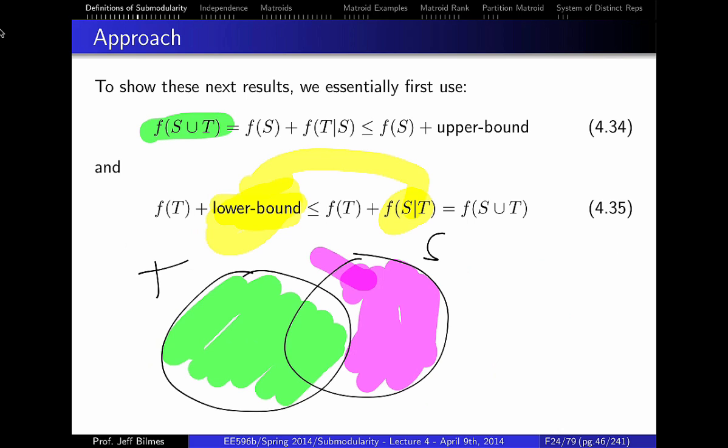Oh, how do we get this guy? Yeah. Okay, so what is f? Let's write this one in yellow. So we have f of T given S is equal to f of T union S minus f of S.